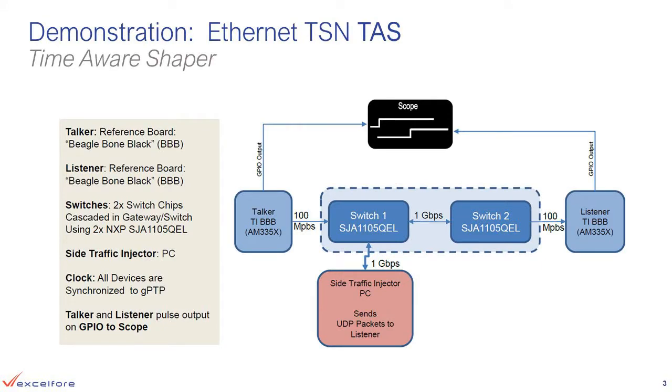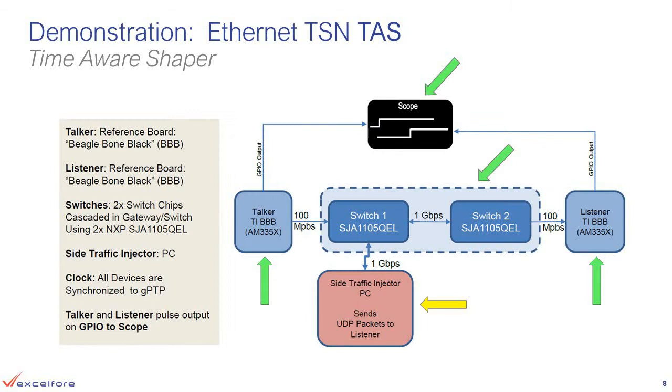In our demonstration system, we have a talker which will be sending messages to a listener. Both are BeagleBone Blacks. The messaging will be traveling through a two-switch network running TSN protocol stacks from end to end. When the talker transmits, it will also pulse to the scope. When the listener receives, it will pulse to the scope. And we will observe the latency between the transmit and the receive.